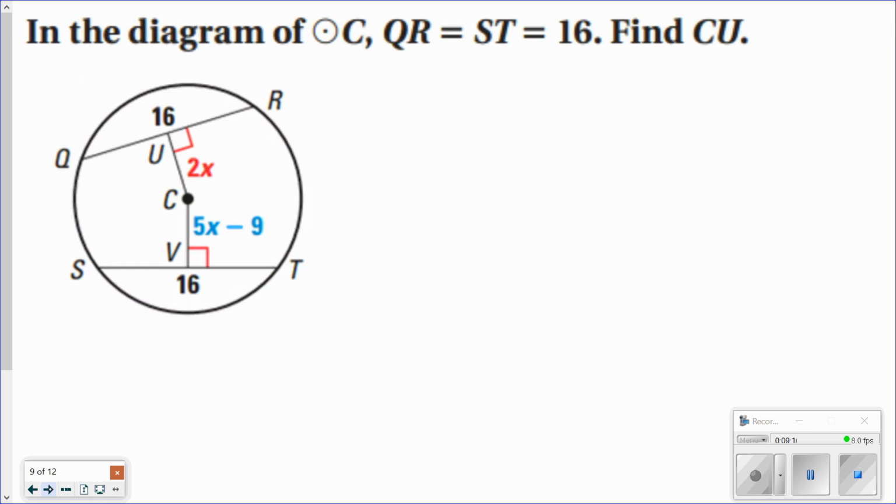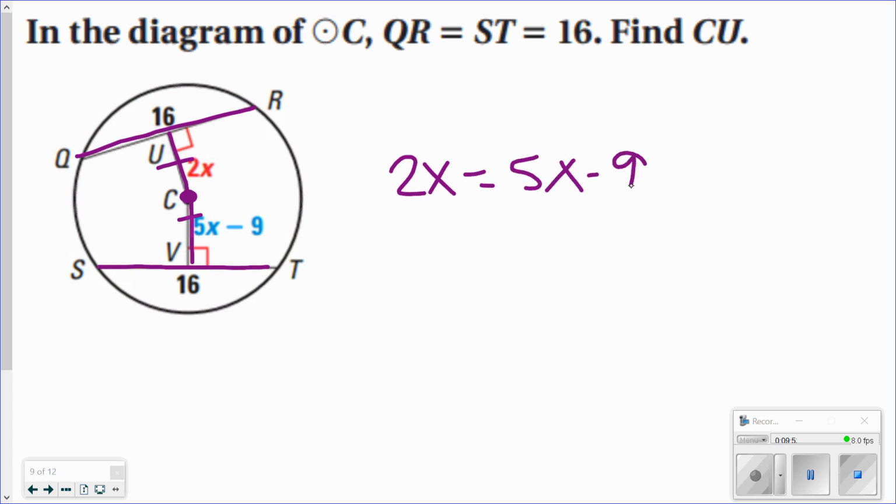Next, in the diagram of circle C, we know that QR is equal to ST, which is equal to 16. And so that's here. I see that QR is 16 and ST is 16. We want to find the length of CU. So this here is what I'm looking for. Since we know that the chords QR and ST are congruent, it means that they're the same distance away from point C, which means that these segments are also congruent. So I'm going to set those equations equal to each other. 2x is equal to 5x minus 9. And when we do algebra, we end up getting that x is equal to 3.